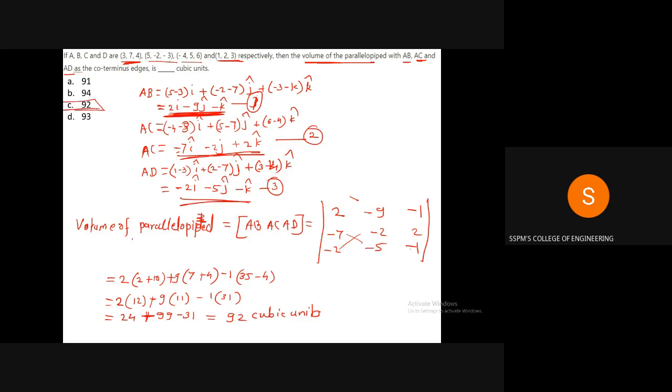So a very easy formula for the volume of a parallelepiped. You have three vectors. You just have to write their components and find the determinant.